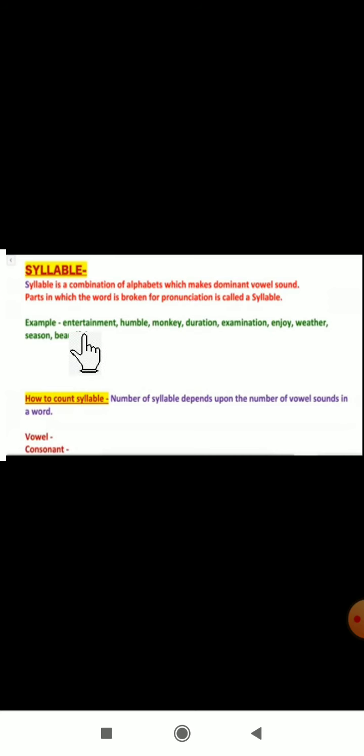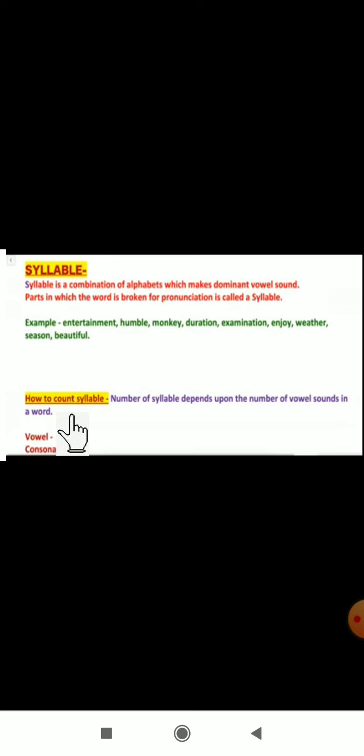So here are some examples: entertainment, humble. How do we partition these words? Humble, monkey, duration, examination, enjoy, weather, season, and beautiful. These are the examples. Yes, we are going to learn how to count the syllables and how to divide them also. But before that, we have to learn something.